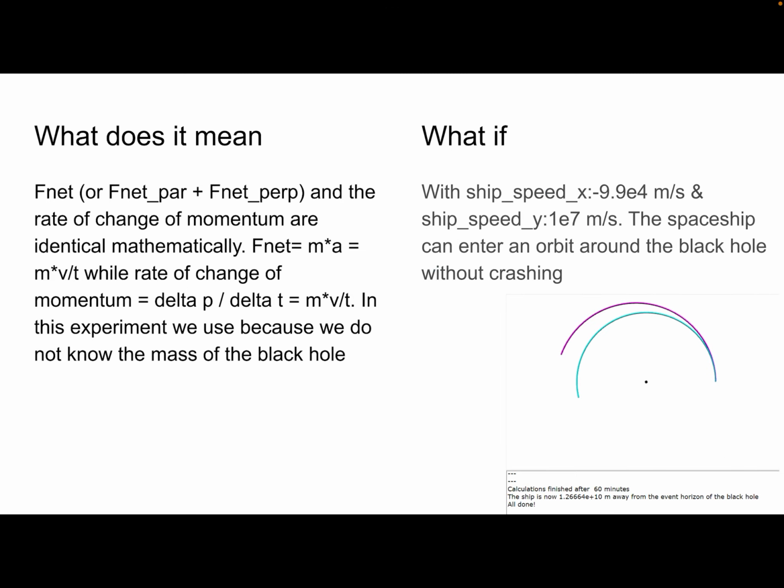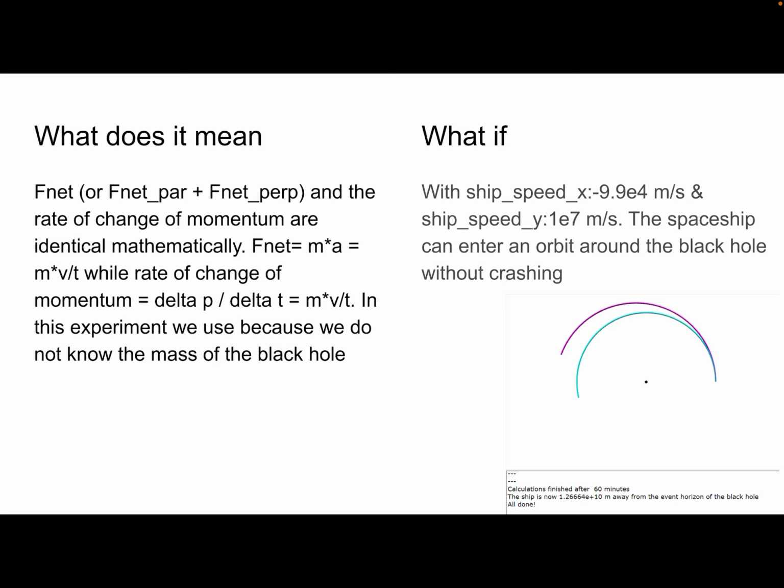So what does it mean? F net and rate of change of momentum are basically identical mathematically. F net is just the mass times acceleration, which is equal to mass times velocity divided by time. While rate of change of momentum is just delta p divided by delta t, and that simplifies to mass times velocity divided by time. In this experiment, we use rate of change of momentum because we do not know the mass of the black hole.